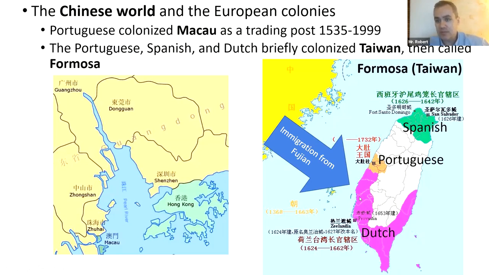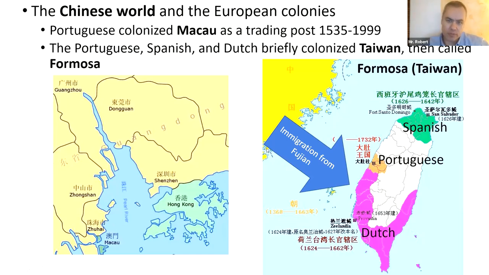When the Portuguese were colonizing this, right here, and the Dutch and Spanish, the Europeans went to China and encouraged people from Fujian province to come over there. So hundreds of thousands of people from Fujian moved across the Straits of Taiwan to Taiwan during this time to work in colonial factories and colonial industries. So a lot of people moved from mainland China to work for that purpose.